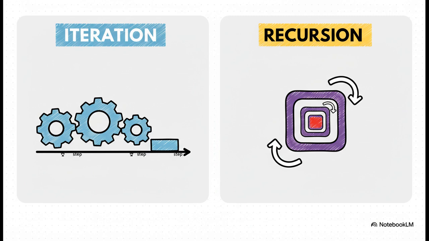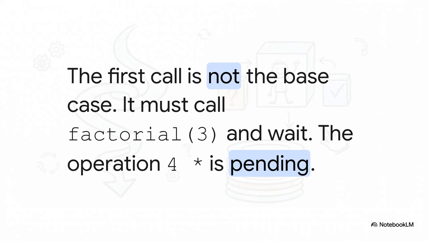The if n equals 0 part, that's our base case, or stop sign. And the return n times fact of n minus 1 line, that's our recursive case. Elegant, right? So let's trace what actually happens when we call factorial of 4. The first thing it does is check. Is n equal to 0? Nope. So it moves to the recursive case.